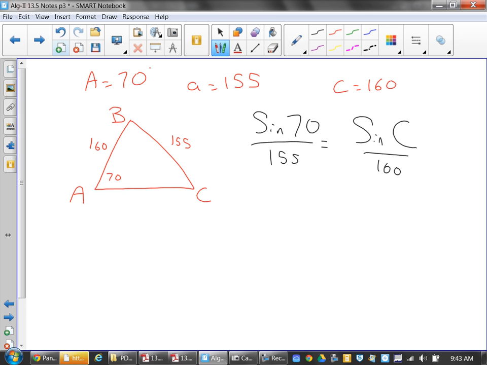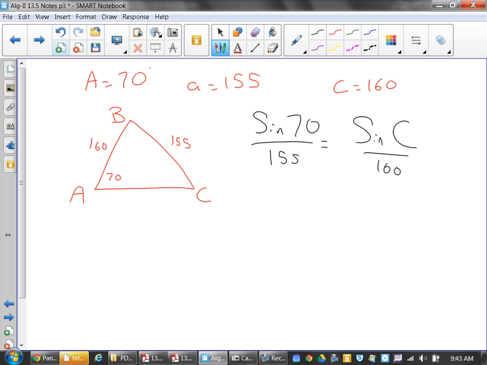Now, the question you guys had yesterday was to do what? Why is it pointing us to find C and not B? You don't have a side opposite B. Oh, so you have to have a side. Yeah, law of sines always works with sides and their opposite angles. Okay. Oh, that's 160.